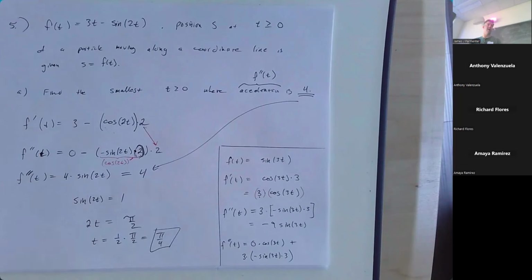There would be other angles as well, right? 5 pi over 2, 9 pi over 2, but he wanted the smallest one, the pi over 2 and then divided by 2.